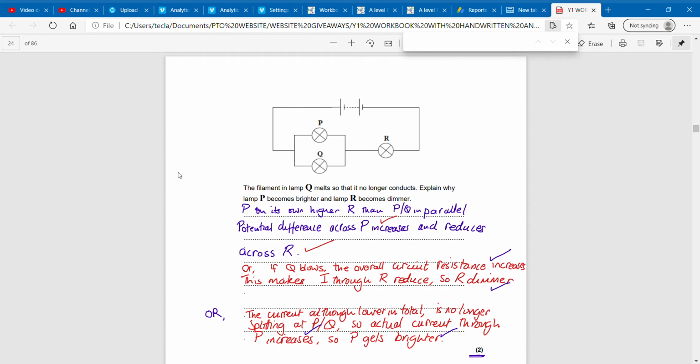Or alternatively, you could say if Q blows, the overall circuit resistance increases. This makes the current through the resistor reduce. So R is dimmer. Current through R reduces, so R is dimmer. Or the current, although lower in total, is no longer splitting at P and Q, so the actual current through P increases, so P gets brighter. So either of those, the 3 options really, would get you the 2 marks.